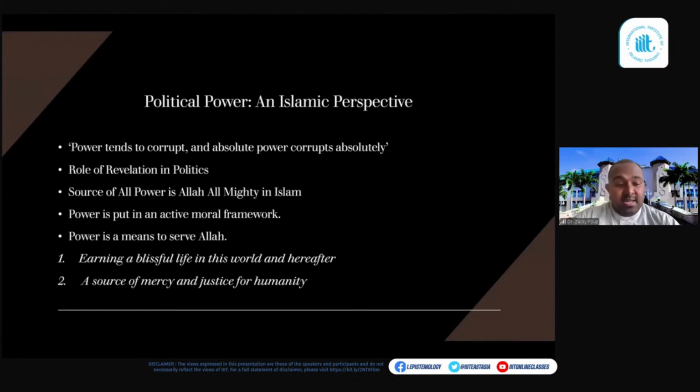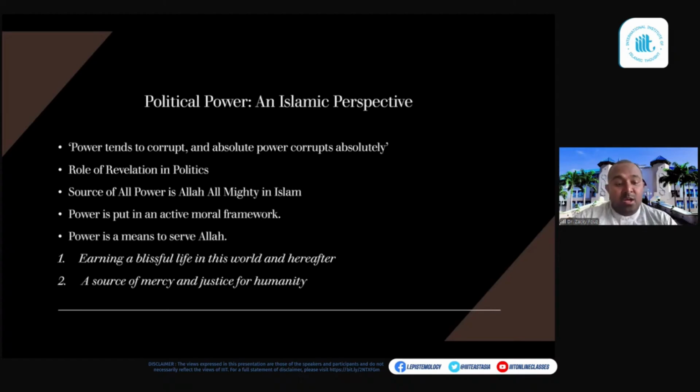Islam strongly argues that power needs to be put in a moral, ethical framework defined by Islamic revelations. Islam also further says that power is a means to serve God. It's not an end itself, as it is defined by contemporary political theorists. We saw that politics is all about power. It's one of the important definitions given to politics by political theorists today. They say that politics is all about power, and power is the end game of politics. But here Islam says it cannot be like that. Power needs to be put in a moral framework to serve God.